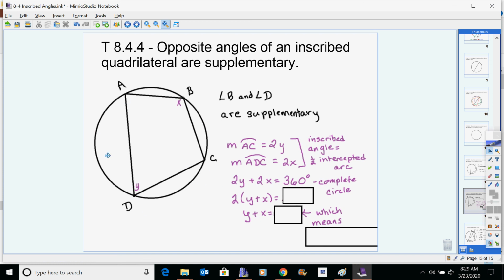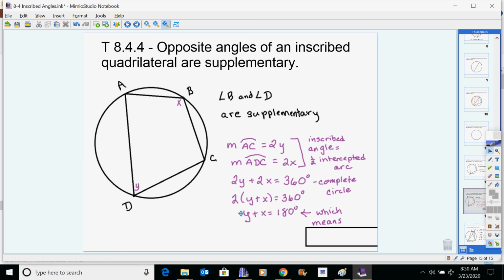Remember, 360 means turn all the way around. That's a complete circle. I'm going to do a little bit of algebra here. I can factor out this 2, kind of like undistributing it. So 2 times (x plus y) is going to equal 360 degrees. Technically, if I needed to give this a property, I'd say it was the distributive property. If I then divide both sides by 2, I end up with x plus y equals 180.